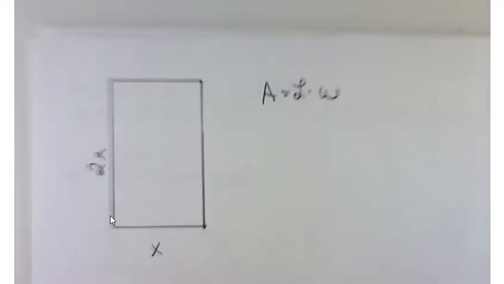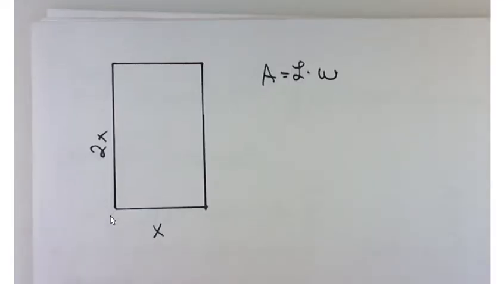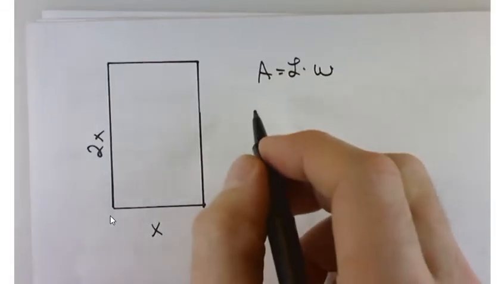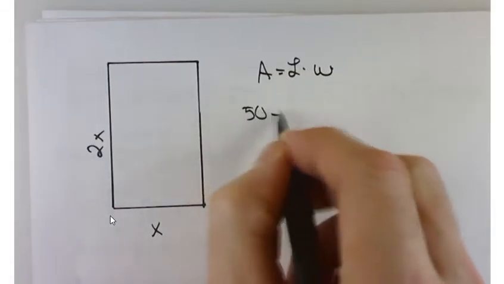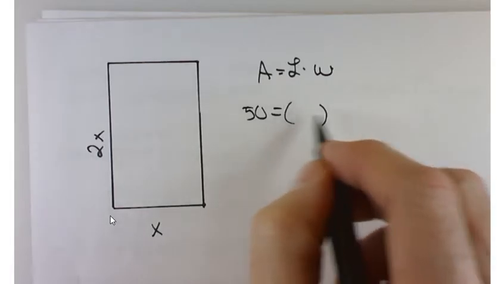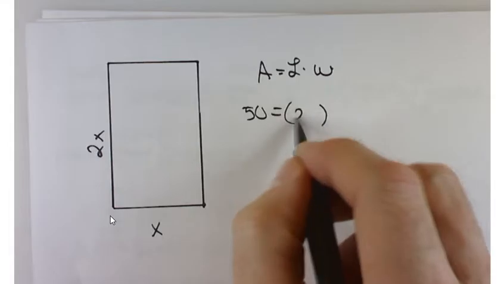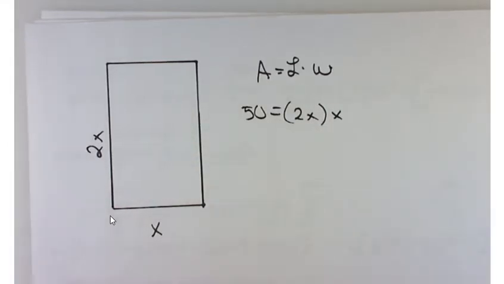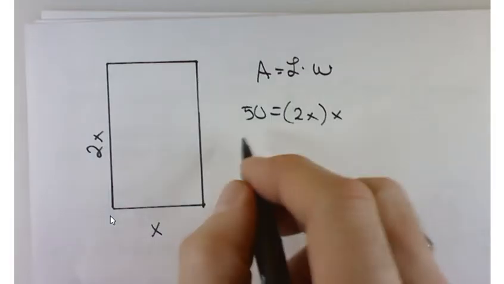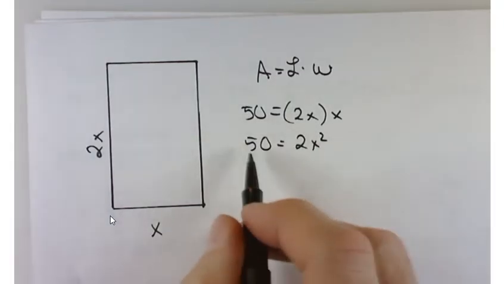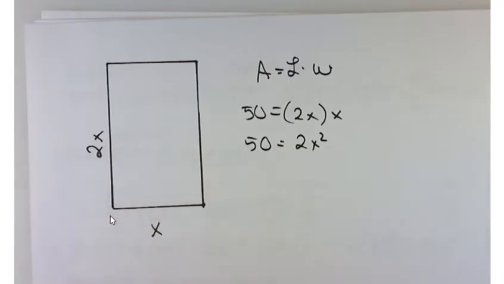Maddie, any suggestions? What can I fill in here? Good. X times 2x. That's not too bad. On the right-hand side, I get 2x squared. On the left-hand side, I get 50.